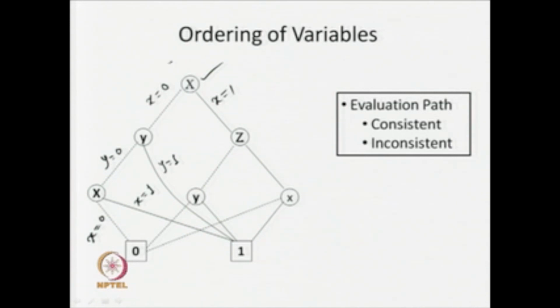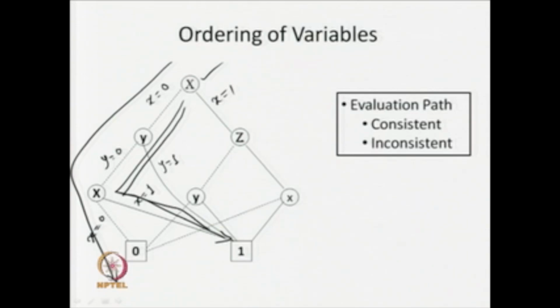Now, if I follow this particular part in this evaluation part, it is simple: the value of x equals 0 and the value of y equals 0, and we are going to say that the functional value is 0 if x equals 0 and y equals 0. It is independent of z in this particular evaluation part.